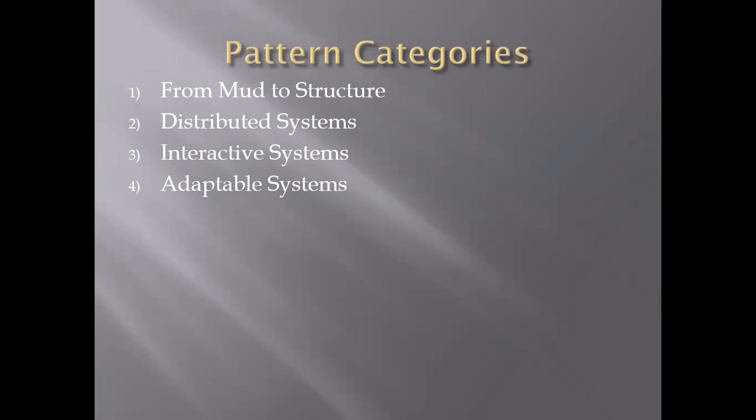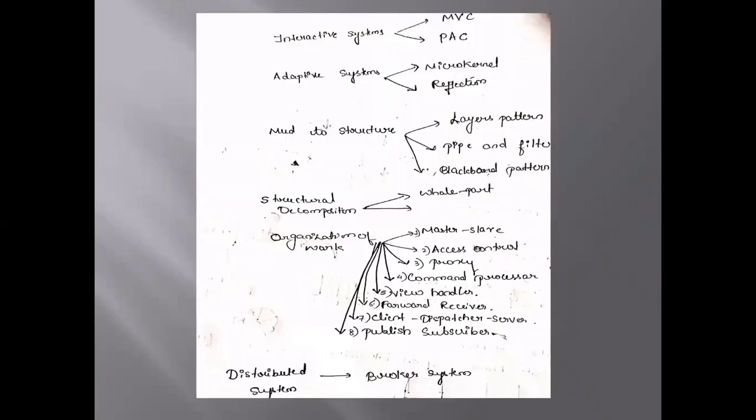The first one is from mud to structure. So this is just a differentiation of the overall different patterns. You can see here in interactive systems there are MVC and PAC, in adaptive, microkernel and reflection. Under mud to structure, which focuses more on decomposition of the entire architecture, there are the layers pattern, pipe and filter pattern, and blackboard pattern. And under structural decomposition, there is another type, whole and part. And in distributed systems, there is the broker system.